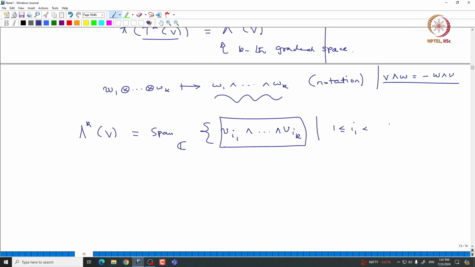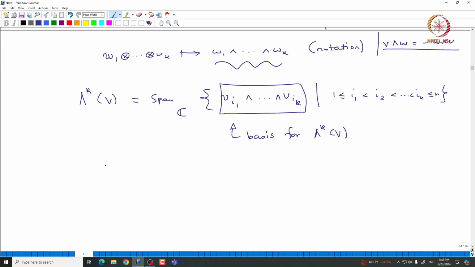So, I 1 through I k are increasing and they come from 1 to n, and that will form a spanning set for lambda k of V, and this natural minimal spanning set is going to be a basis. So, this is indeed a basis for lambda k of V.